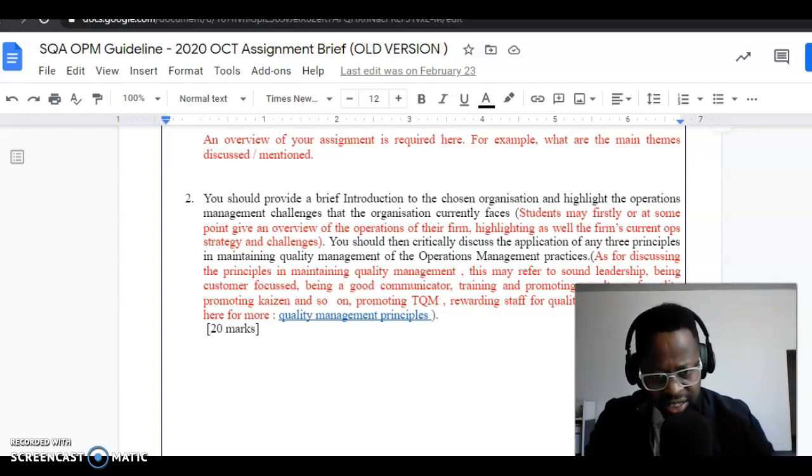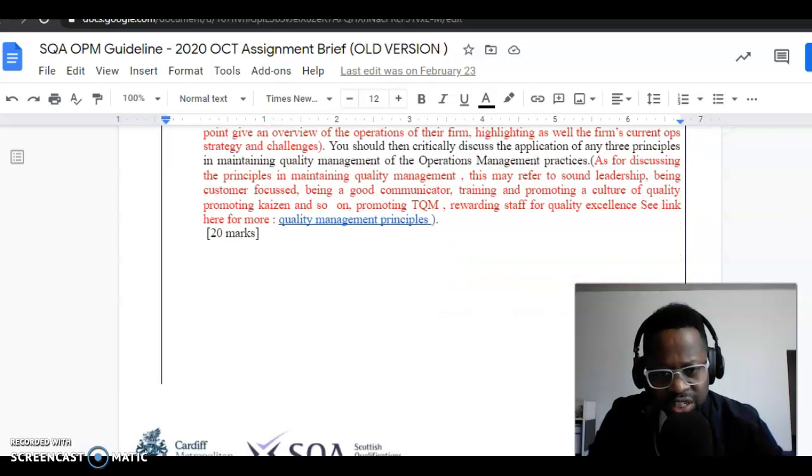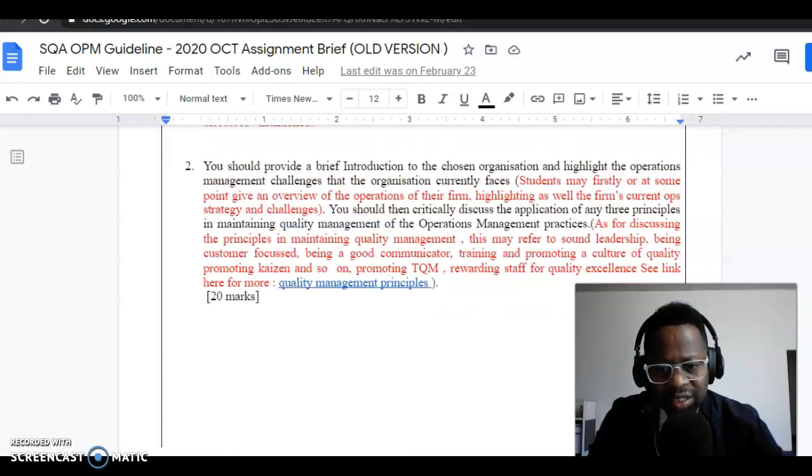The other part of question 2: you should then critically discuss the application of 3 principles in maintaining quality management of the operations management practices. So what is this about? This part of the question is quality. It is definitely focused on quality.